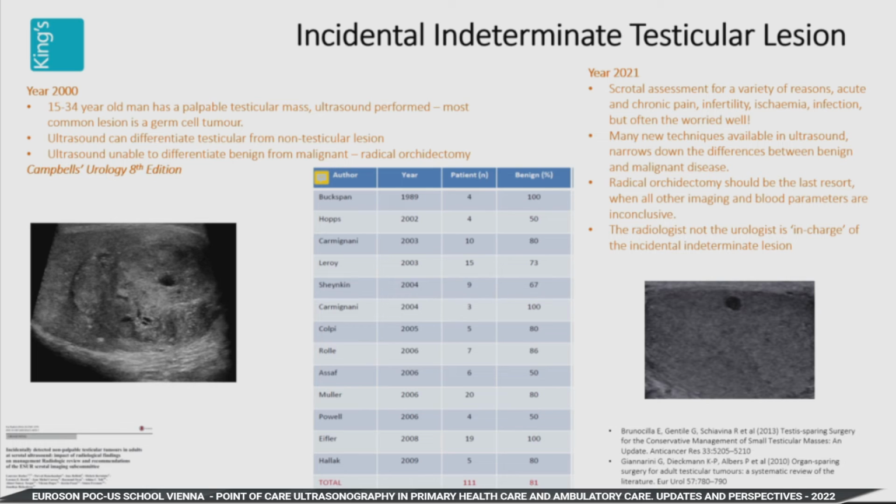Year 2000, Campbell's Urology, 8th edition, the standard textbook on urology: any 15 to 34-year-old who has a palpable testicular mass, the most common lesion is a germ cell tumor, so radical orchidectomy. Year 2021, patients come in for a variety of reasons, including pain. New techniques are available. You can tell the difference between benign and malignant. You're finding incidental lesions, and it's the radiologist who's in control, not the urologist, in determining whether or not that patient ends up having an orchidectomy.